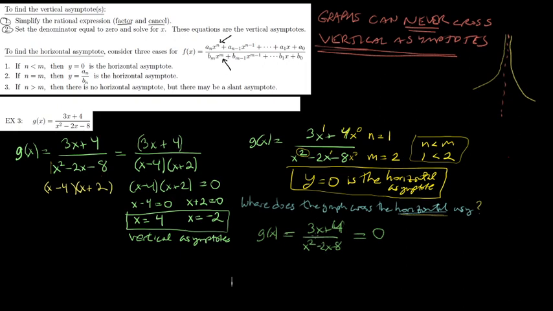And the easiest way to solve it, because it's a rational equation, is to multiply both sides by this denominator. You get 3x plus 4 on the left, and you get 0 times x squared minus 2x minus 8 on the right. Well, 0 times x squared minus 2x minus 8 is just 0. So now we just have to solve the equation 3x plus 4 equals 0, and you get x equals negative 4 over 3. So in this case, the graph does cross the horizontal asymptote at x equals negative 4 over 3.